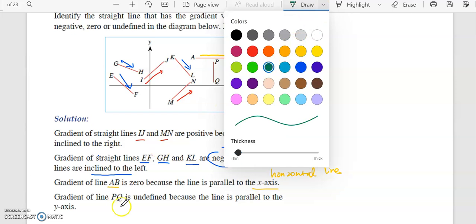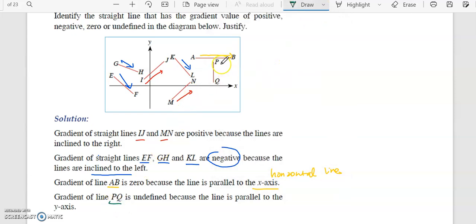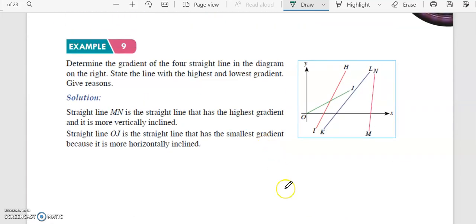And then the gradient of PQ. Line PQ is undefined because the line is parallel to the y-axis. So this is the relationship between the incline and also the gradient and the value of the gradient. So go to example 9.